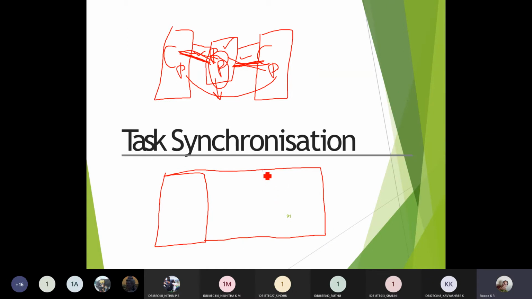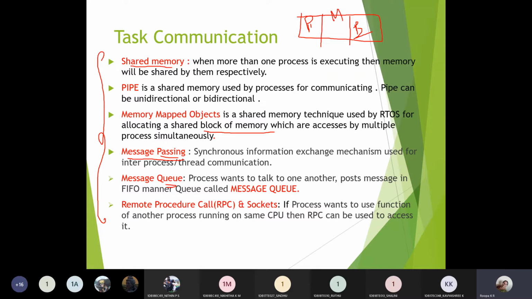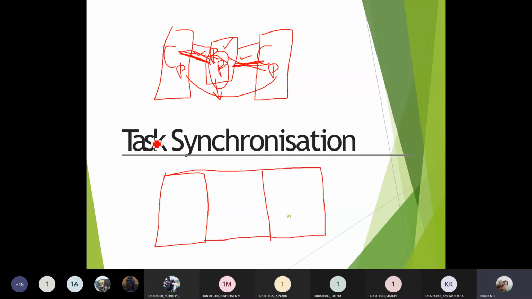Inter-process communication, as I told you, is possible in these ways: shared memory, pipe, message passing, message queue, RPC, memory mapped objects. Suppose we'll see the first one, shared memory. Suppose I have a memory here. These are the different memory locations which I have.